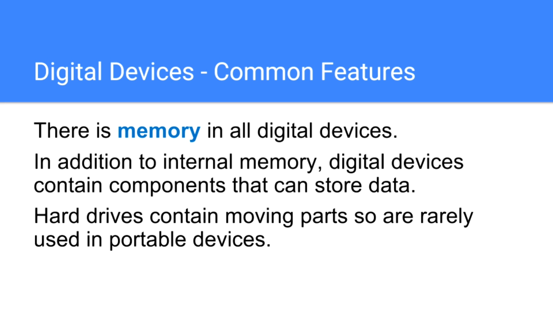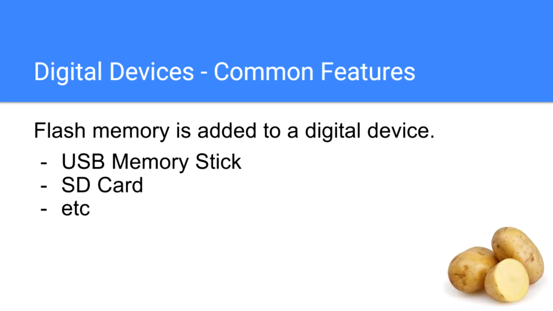Hard drives are a form of permanent memory, which are normally used in desktop computers and laptops. They rarely feature in portable devices because their moving parts are easily damaged. Flash memory is additional space that is added to a digital device, like a USB memory stick or an SD card.